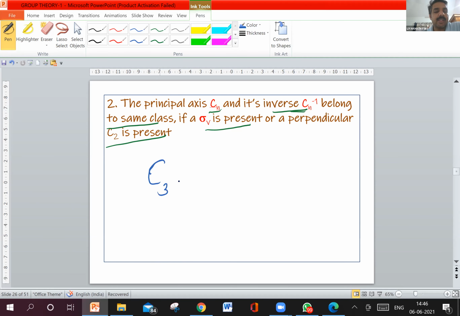For example, C3 and the inverse of C3, that is C3^1 and C3^(3-1), C3^2. The inverse of C3 is C3^2. They belong to the same class if there is a sigma v or a perpendicular C2 axis.